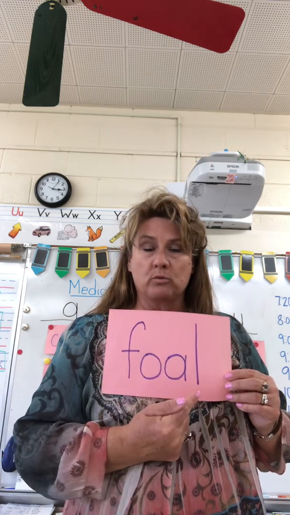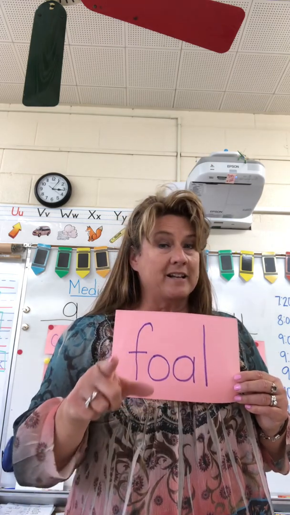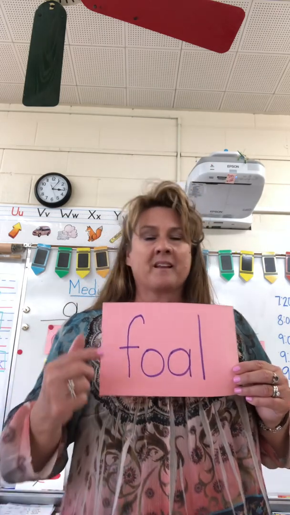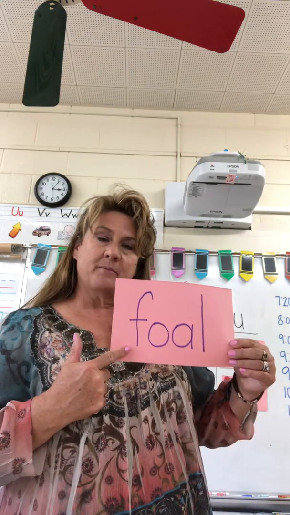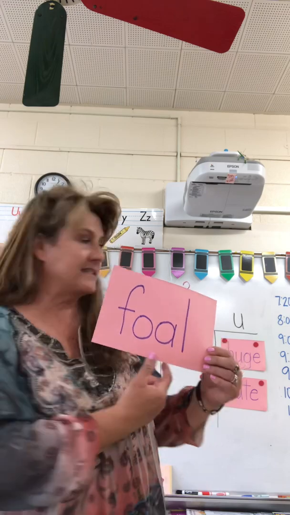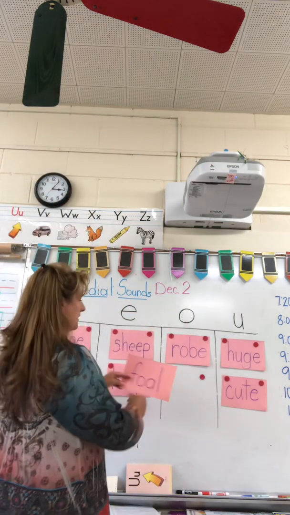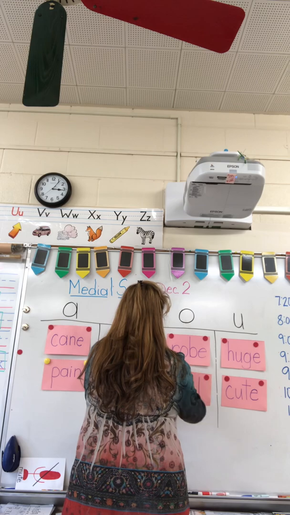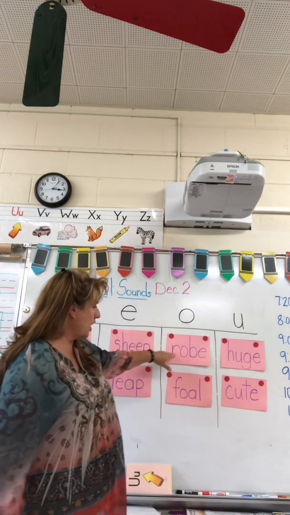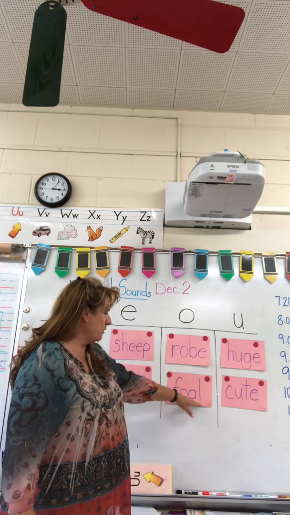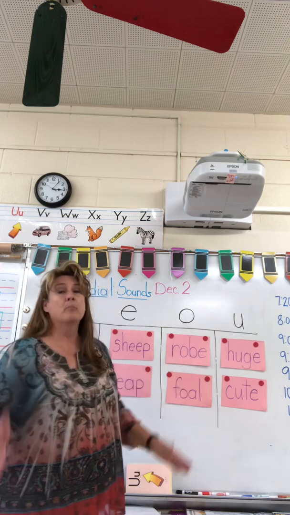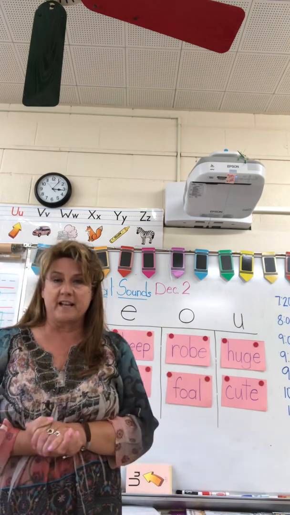F-O-L. Foal. Now you know why it's my favorite word. A foal is what you call a baby horse. So we have F as the beginning sound, O as the medial sound, and L as the ending sound. So let's put it with the other word that has an O in the middle. Robe, foal. This has two vowels walking. This has a king E. But both have a long O sound.